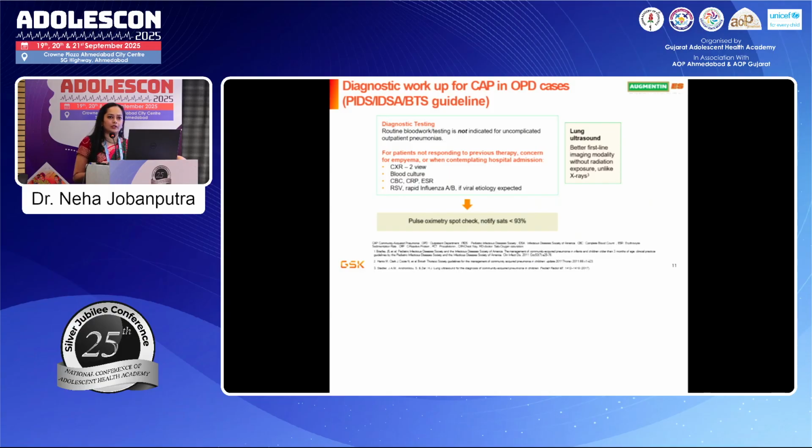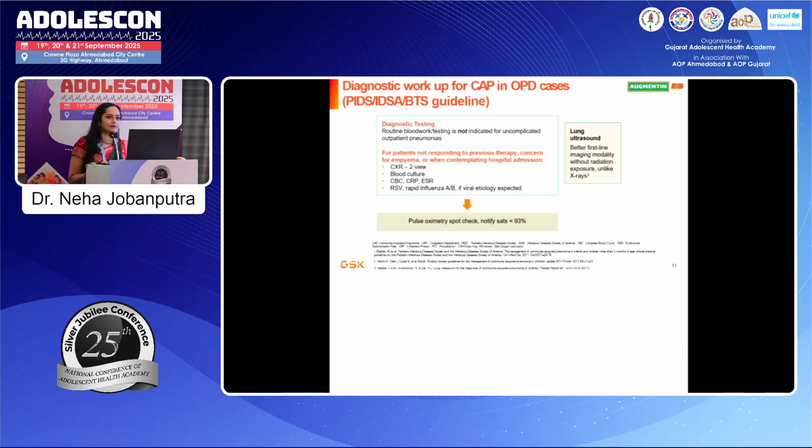So when we talk about diagnostic workup of community-acquired pneumonia and OPD cases, there is routine blood work. If the cases are complicated, but in uncomplicated outpatient pneumonias, routine blood work is usually skipped. For patients not responding to previous therapy, and we are looking for empyema, we look for chest X-rays, blood cultures, CBC, CRP, and ESR, RSV or rapid influenza A or B tester. Pulse oximetry spot check is also pretty diagnostic if we are looking for less than 93% of saturation.